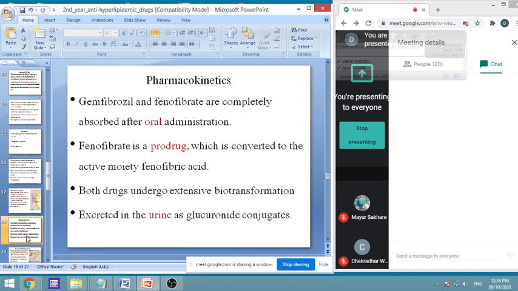Both of these are completely absorbed after oral administration. Fenofibrate is a prodrug that is converted into active fenofibric acid, and therefore they are called fenofibric acid derivatives. Both drugs undergo extensive metabolism. They are excreted in urine as glucuronide conjugates.